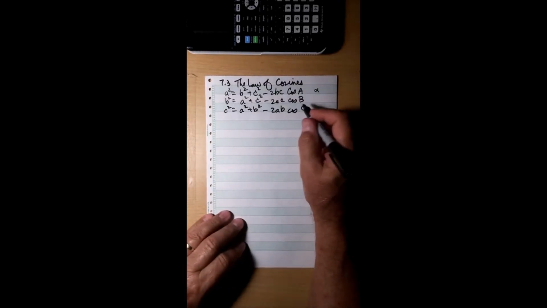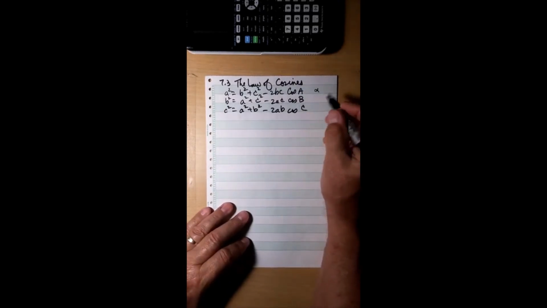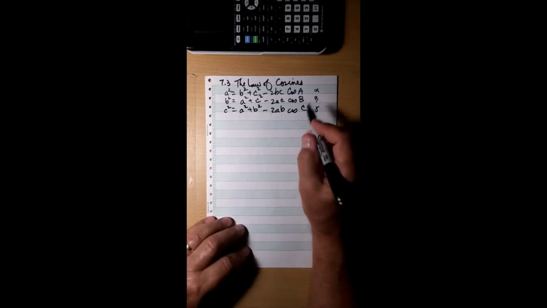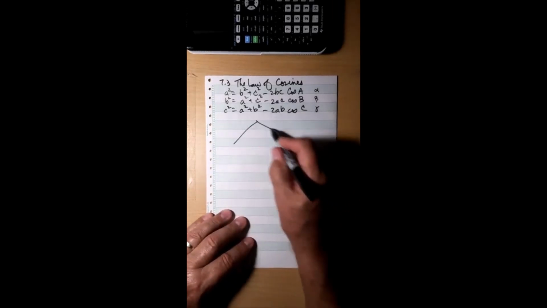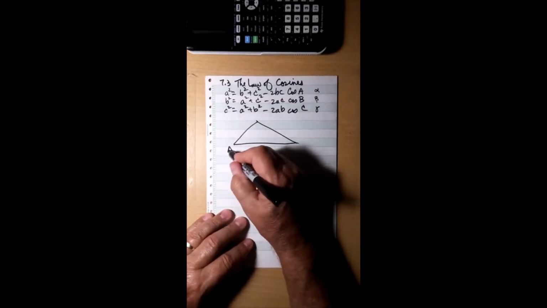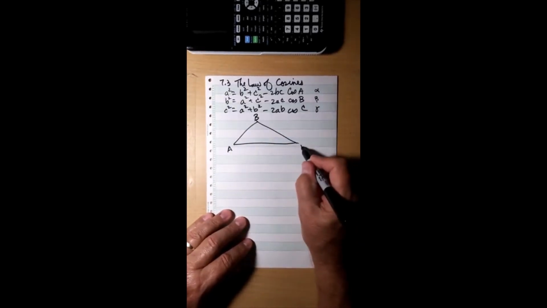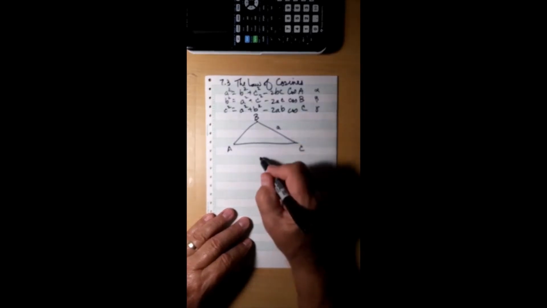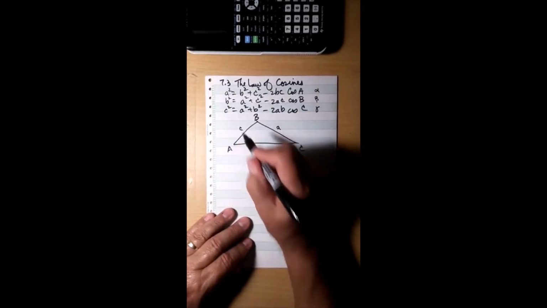These A's, B's, and C's are going to be the vertices of our triangle. So I'm going to use alpha, beta, and gamma for labeling the angles. Let's take a look at this big triangle. This is our A, B, and C. And of course, the sides opposite are little a, little b, and little c.